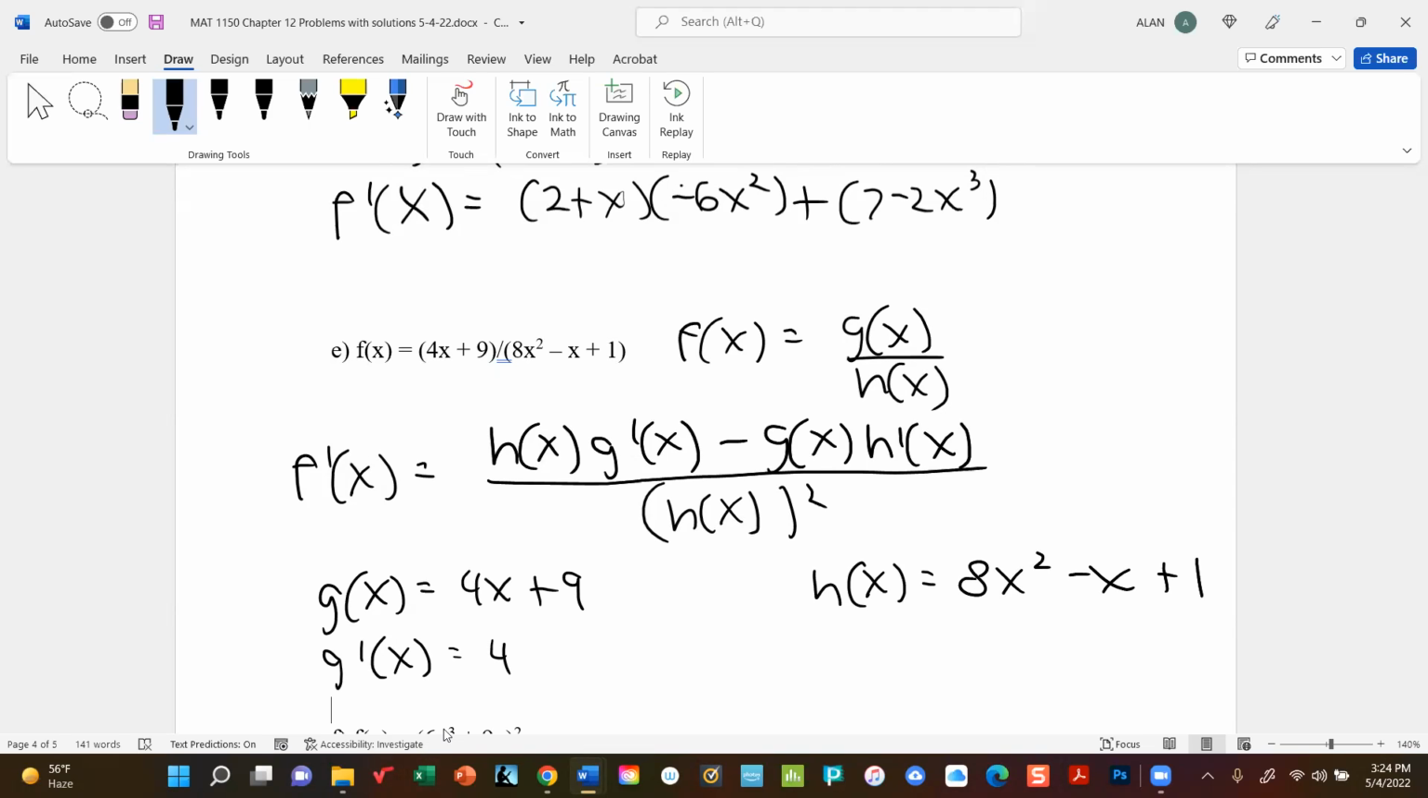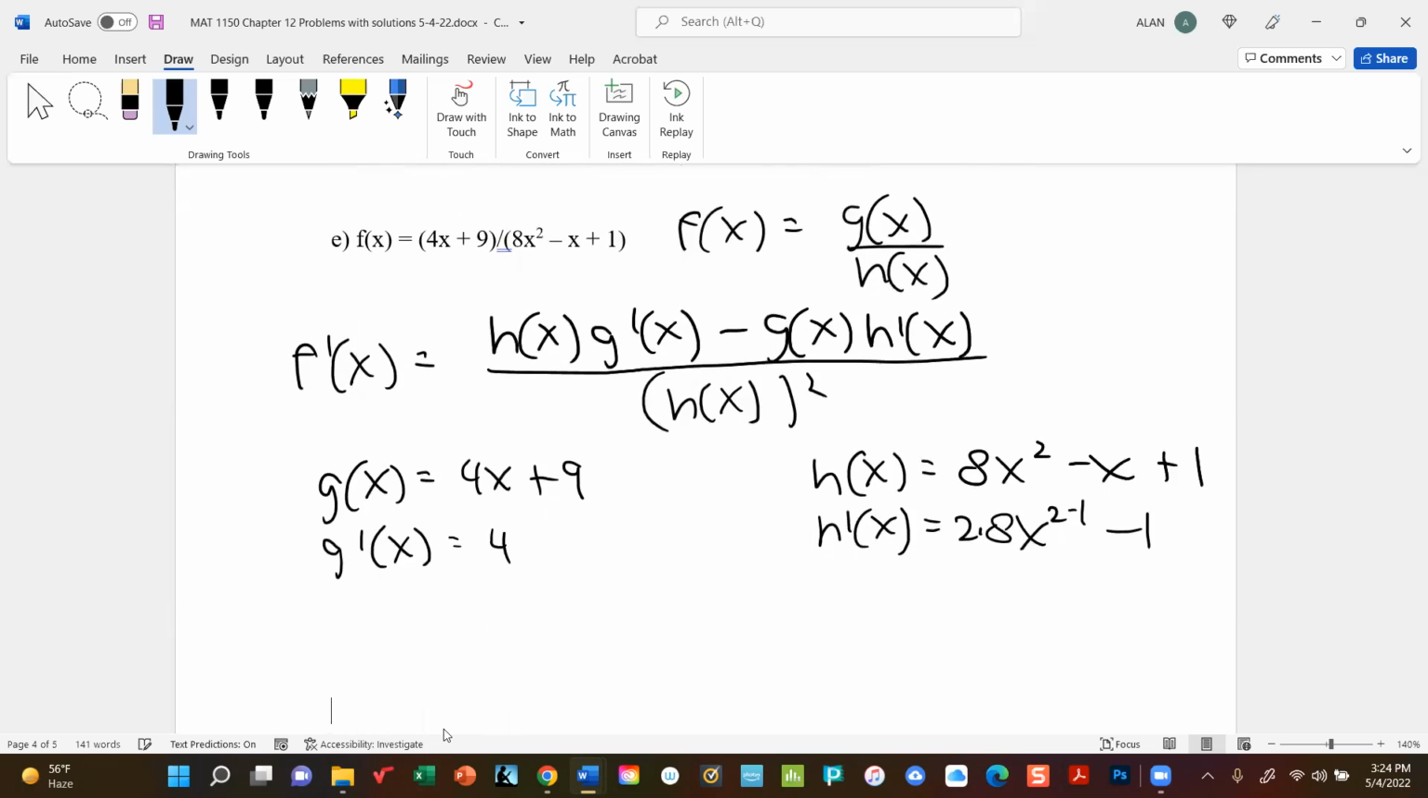So whenever you have just x by itself with some coefficient or other, the derivative is equal to that coefficient. Okay, now over here though, well, actually the same thing is going to happen. We're going to have 2 times 8, x to the 2 minus 1. Here the coefficient of x is -1. Okay, so we end up here with 16x minus 1.